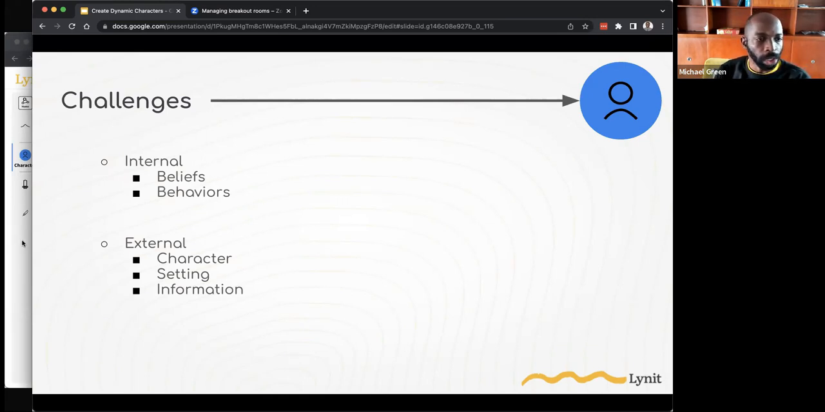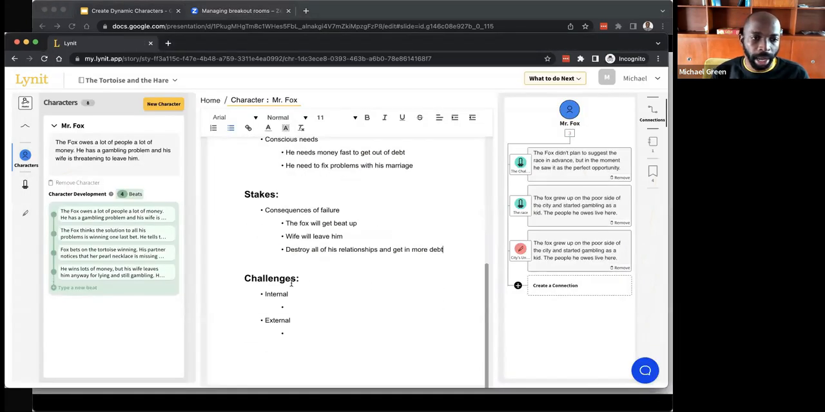And so let's go into The Tortoise and the Hare and capture his internal and external challenges. So his internal challenge is that he believes there's a quick fix to all his problems, right? That's just a deep belief that he has, that is really at the core of what his internal challenge is.